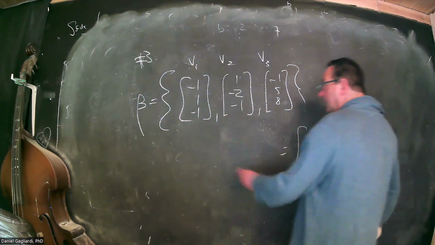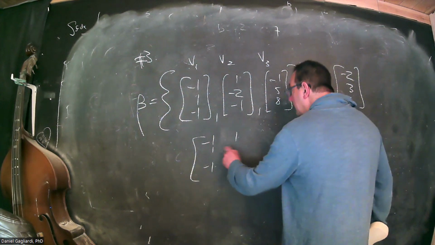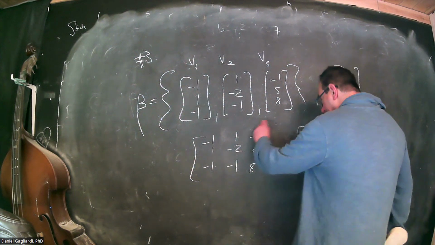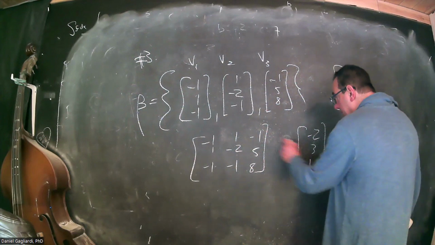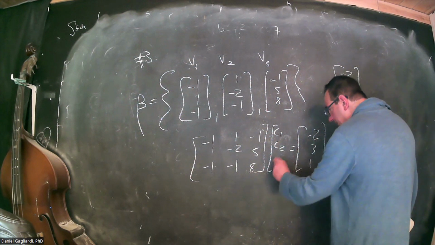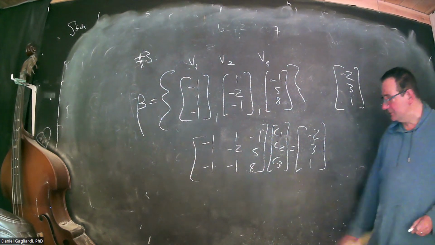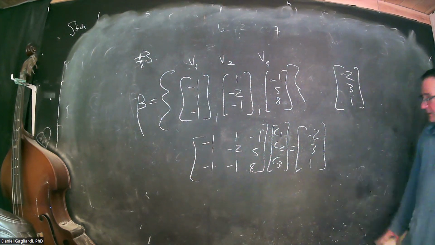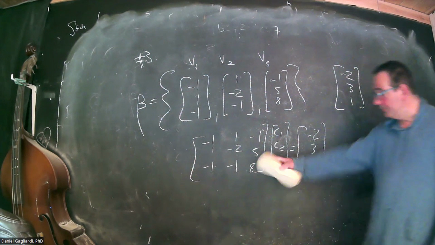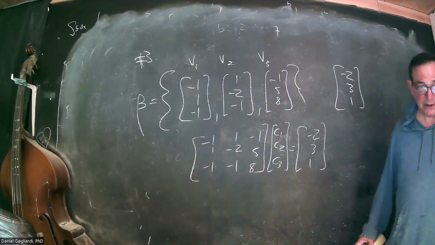What that would look like is the following. We have -1, 1, -1, 1, -2, -1, -1, 5, 8. And then we multiply that by the vector of coefficients, the coordinates, C1, C2, and C3, and we'd like to find the solution. So we could find the inverse of this matrix and then multiply both sides by the inverse of that matrix and obtain C1, C2, and C3.